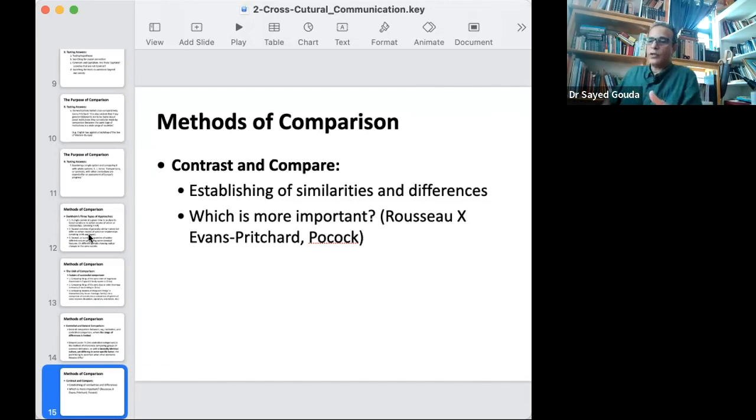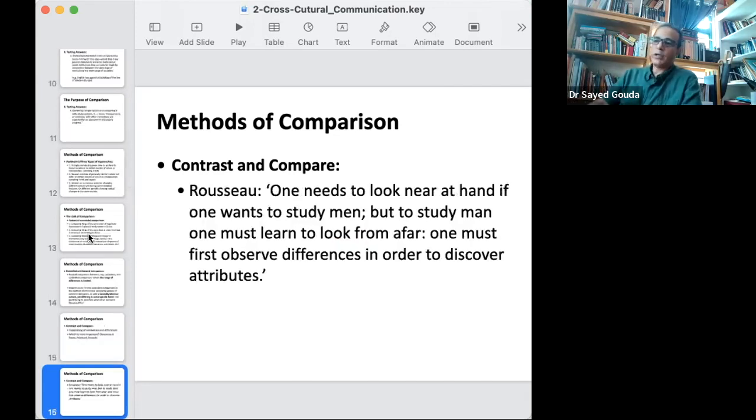Which one is better? When you want to make a comparison, you need to decide for yourselves first, before you start, which side you want to focus on more. You want to focus on the differences or the similarities or both. As I said, scholars had different opinions regarding it.